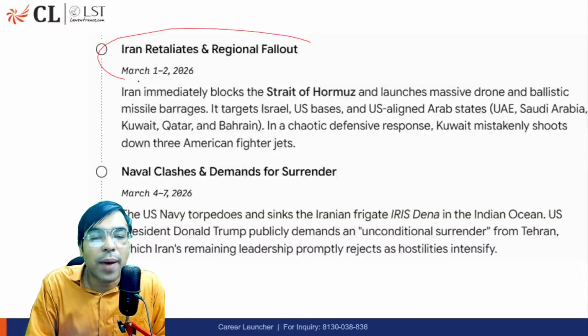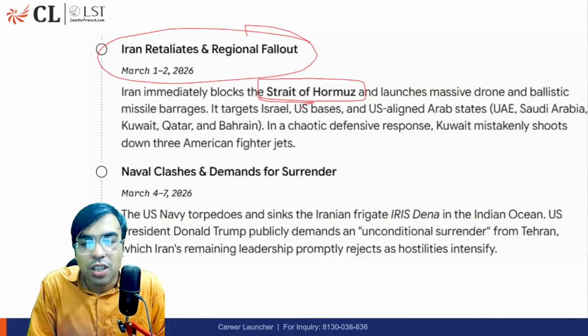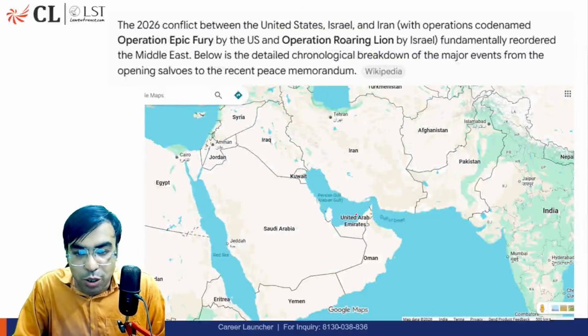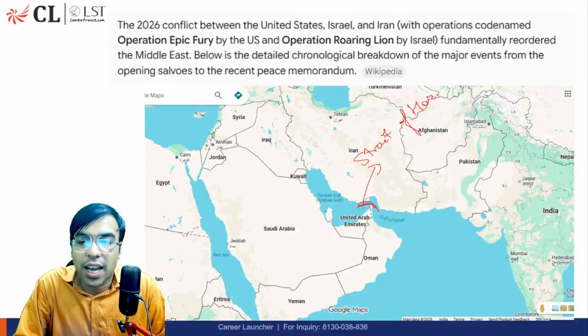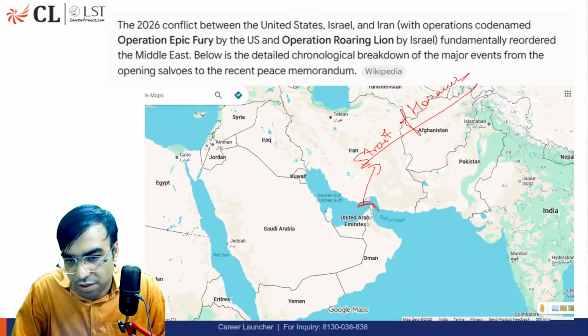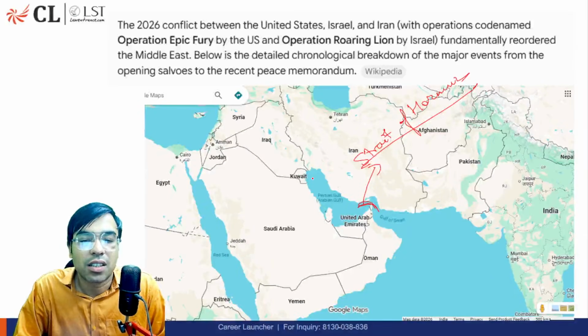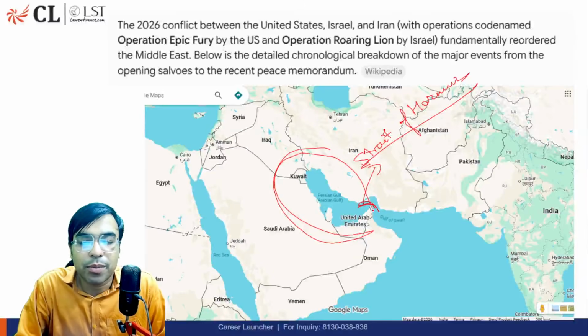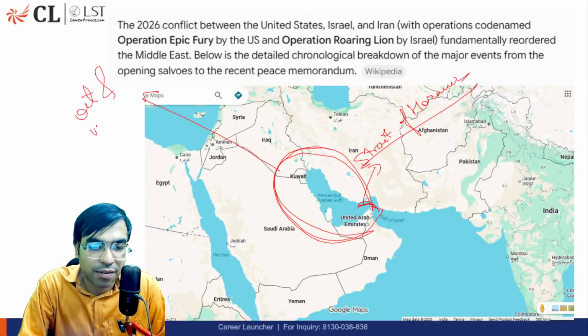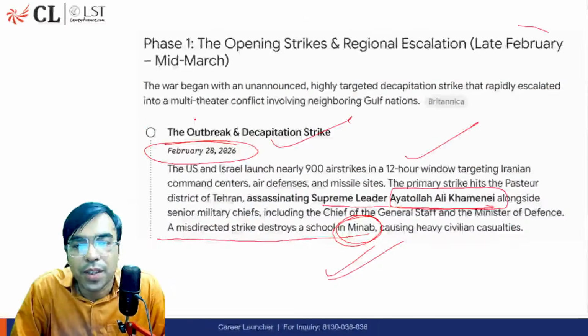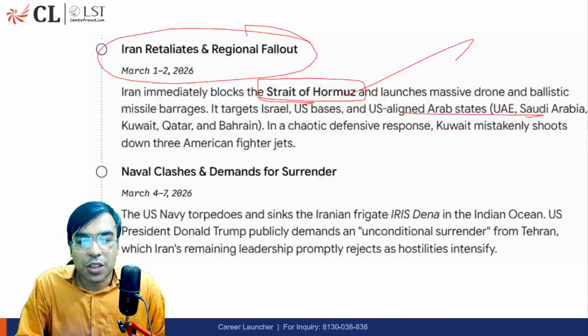Then Iran retaliates back, blocks the Strait of Hormuz. I'm sure by this time you should be knowing, this is the Strait of Hormuz. It's a very important place, a route for movement of oil, natural gas, and even fertilizer and other stuff. Iran blocked it because all the oil and natural gas goes through this region. This region is famous for oil and natural gas. So that's what you should be knowing.